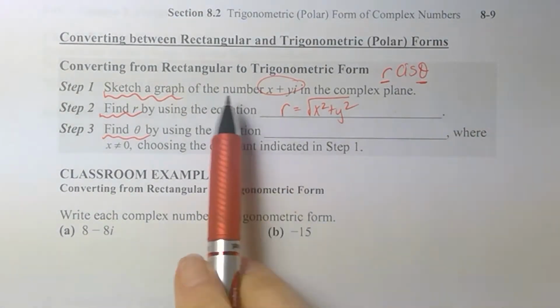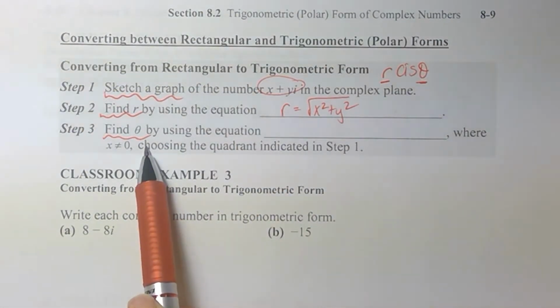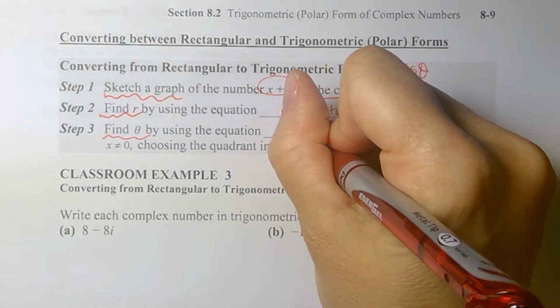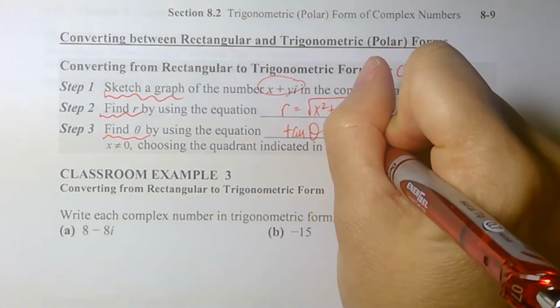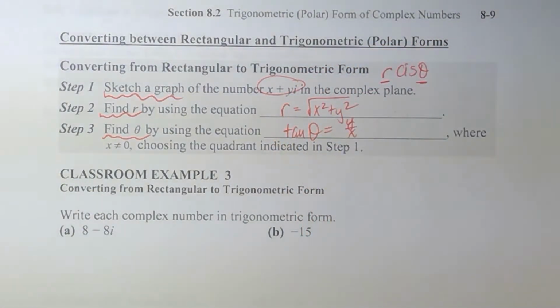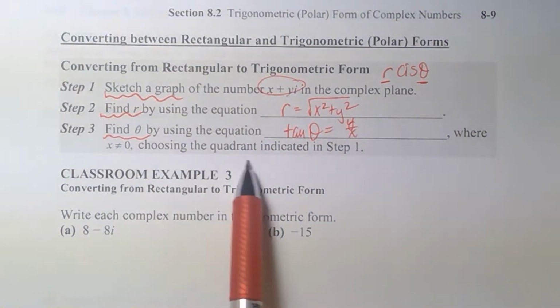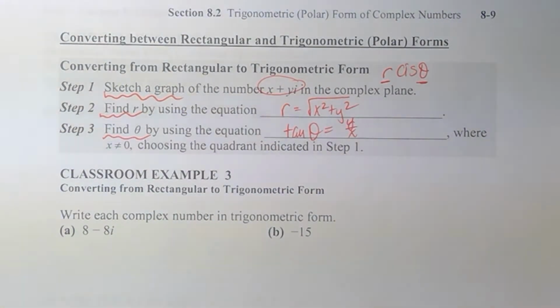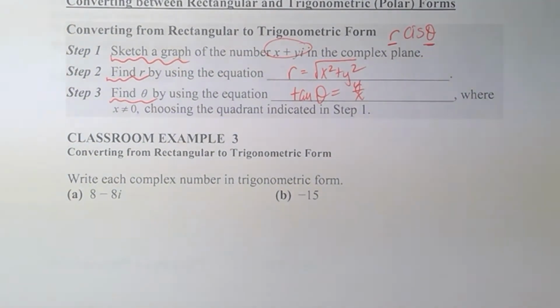We find r after we get our sketch. Then we find theta by using that equation, tangent theta equals y over x. That allows us to figure out what theta is since we know what quadrant we're in. Okay, so let's show you how this works.